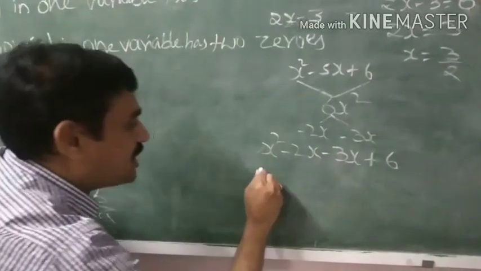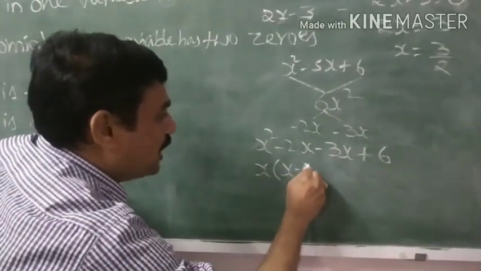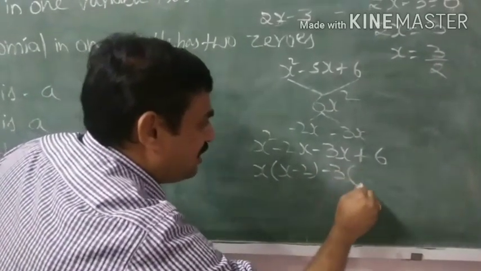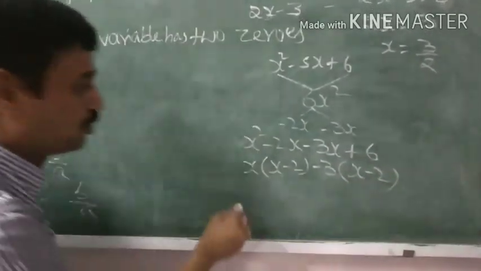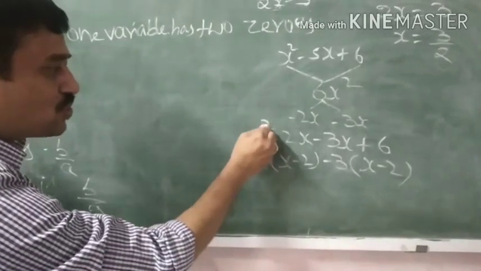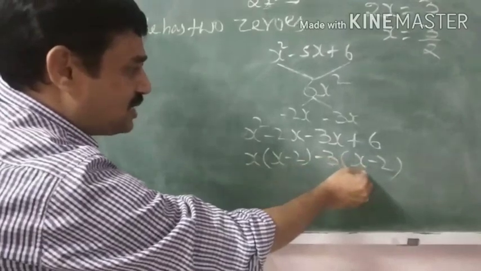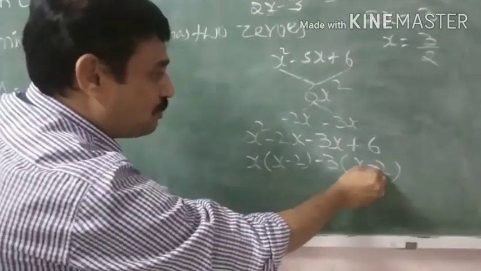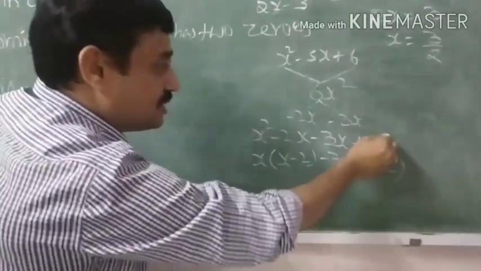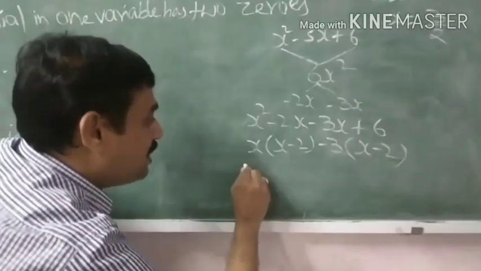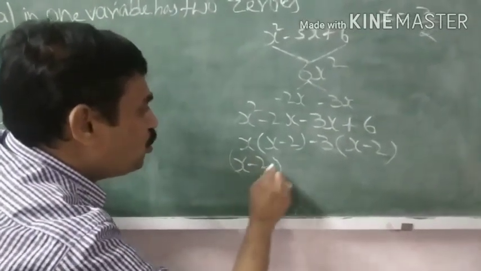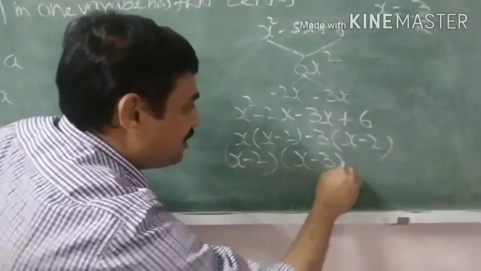Now here take x as a common. x into (x minus 2) minus 3 into (x minus 2). Now see, x into x is x square, minus x into 2 is minus 2x, minus 3 into x is minus 3x, and minus 3 into minus 2 is plus 6. Now it can be written as (x minus 2) into (x minus 3).